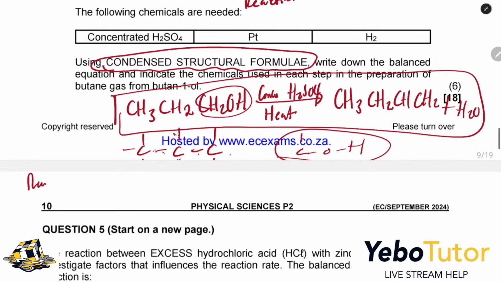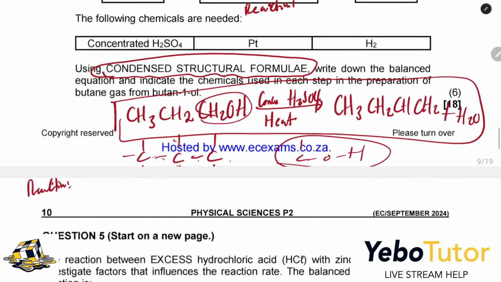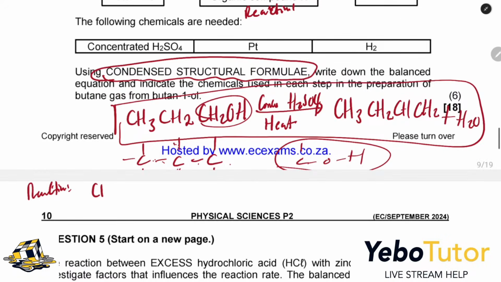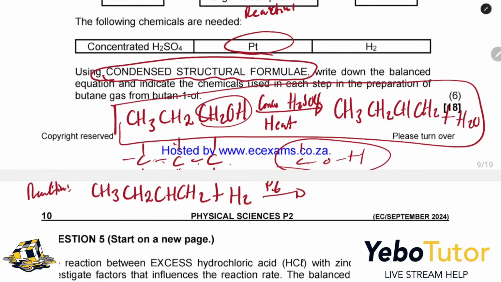Then for reaction 2, which is our addition reaction, that will give us our CH3, CH2, CH2 plus your H2, and of course we can see that we have that Pt there. We need to consider that. So that Pt is going to be acting like a catalyst for us over there, and of course overheat, and this will produce our CH3, CH2, CH2, CH3. Of course that will be produced with reaction number 2.